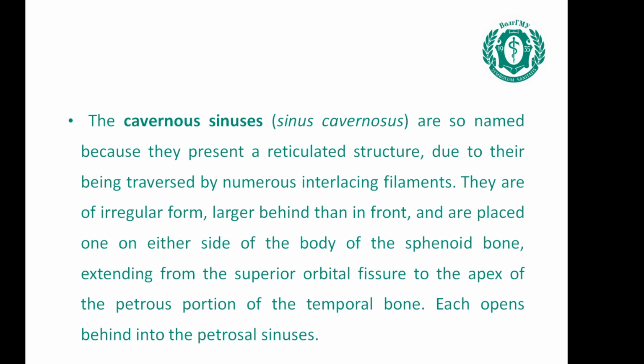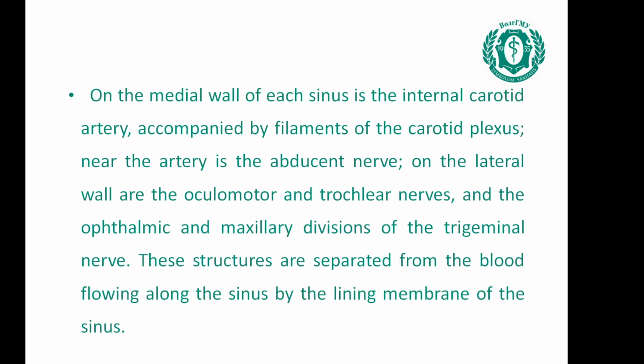one on either side of the body of the sphenoid bone, extending from the superior orbital fissure to the apex of the petrous portion of the temporal bone. Each opens behind into the petrosal sinuses. On the medial wall of each sinus is the internal carotid artery, accompanied by filaments of the carotid plexus. Near the artery is the abducent nerve. On the lateral wall are the oculomotor and trochlear nerves, and the ophthalmic and maxillary divisions of the trigeminal nerve. These structures are separated from the blood flowing along the sinus by the lining membrane of the sinus.